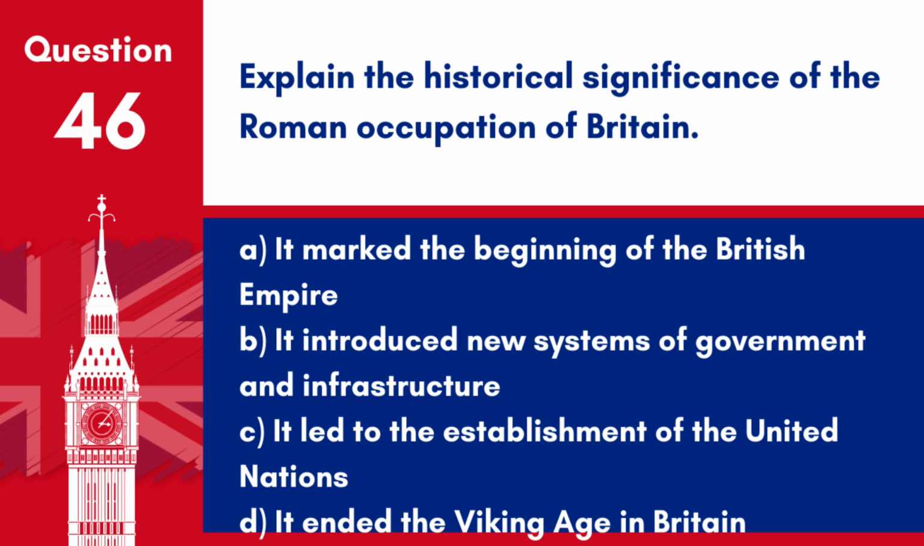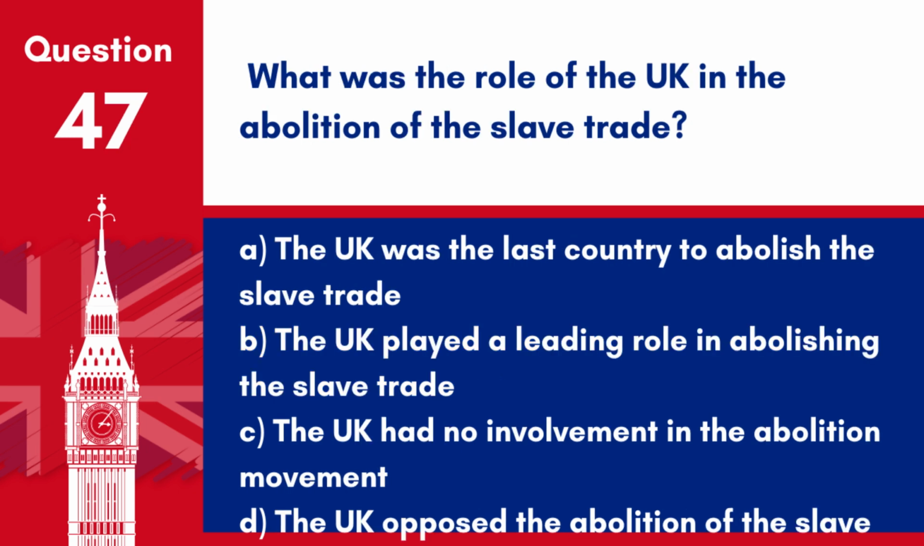Question 46. Explain the historical significance of the Roman occupation of Britain. A. It marked the beginning of the British Empire. B. It introduced new systems of government and infrastructure. C. It led to the establishment of the United Nations. D. It ended the Viking Age in Britain. Answer. B. It introduced new systems of government and infrastructure. The Roman occupation of Britain is historically significant for introducing new systems of government, infrastructure, and culture.